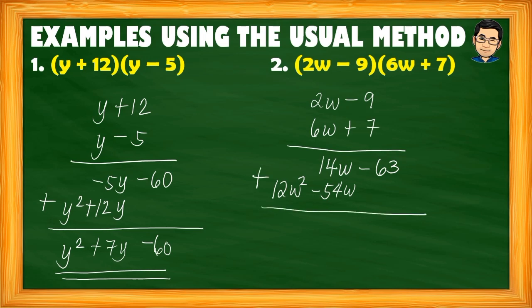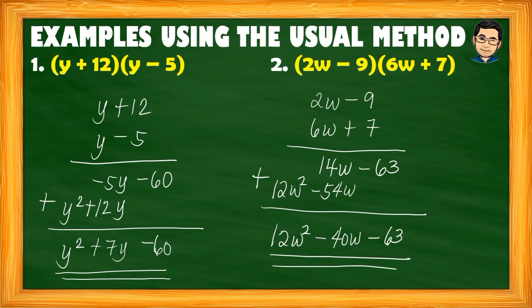And then, we add. So, bring down lang natin yung 12w squared. And then, 14w plus negative 54w, that is negative 40w. So, follow pa rin po dito yung rules in addition of integers. And then, negative 63, bring down lang din. So our final answer will be 12w squared minus 40w minus 63.